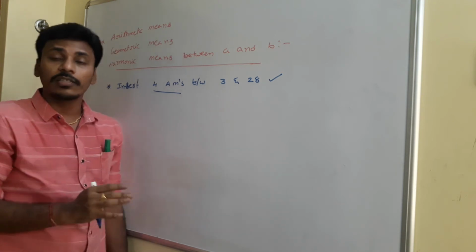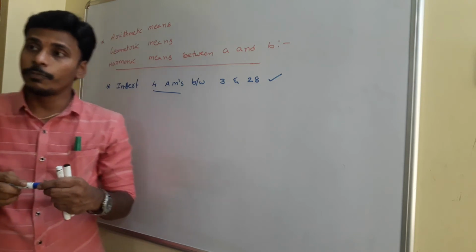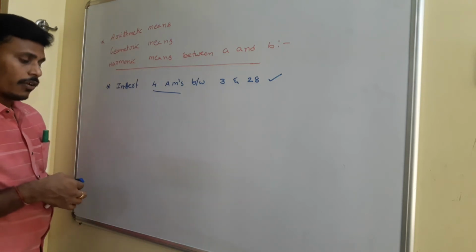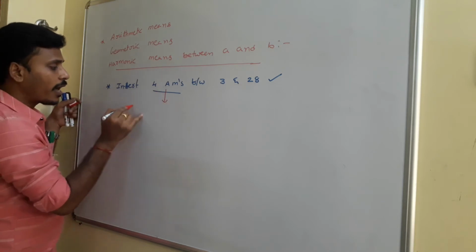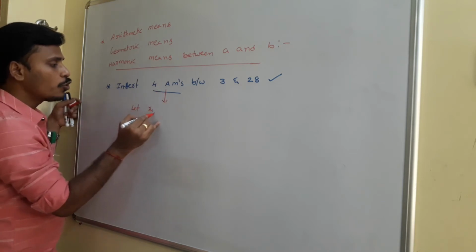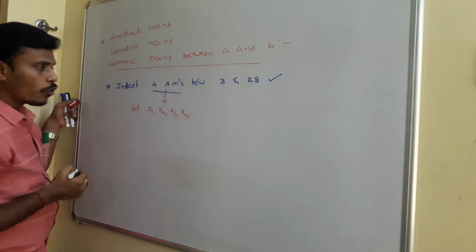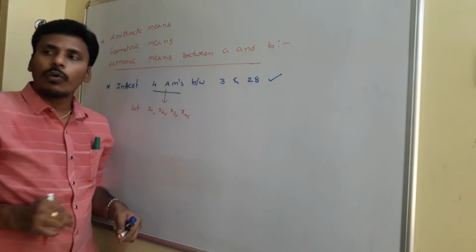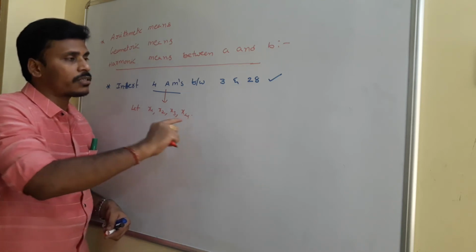Now my first thing is a simple problem: we need to insert 4 arithmetic means between 3 and 28. Since we don't know those 4 arithmetic means, you just let them be x1, x2, x3, x4. If you are inserting 5, take one more, like x5. If you are inserting 10, you just treat them as x1, x2, x3 and so on up to x10.